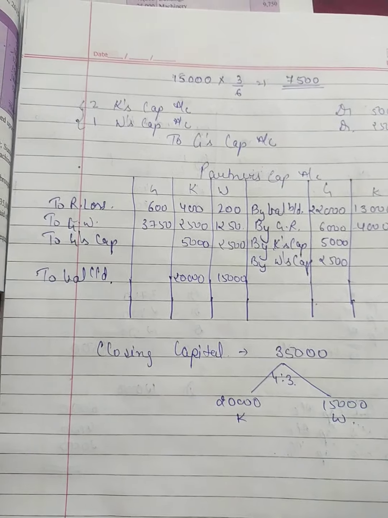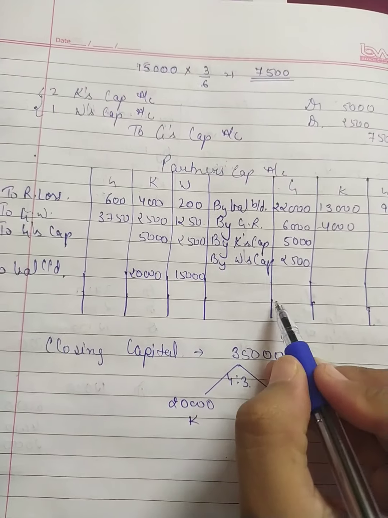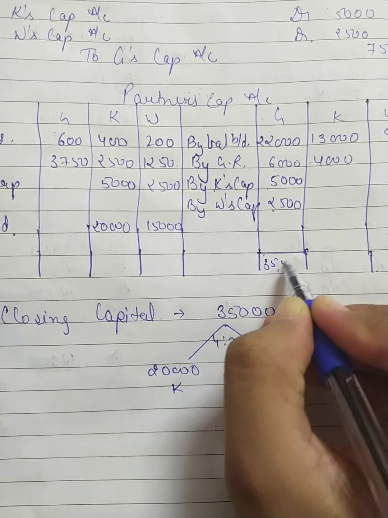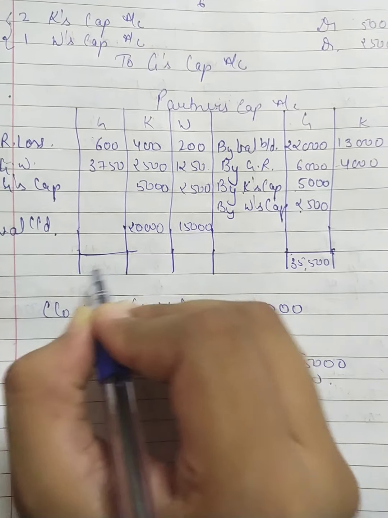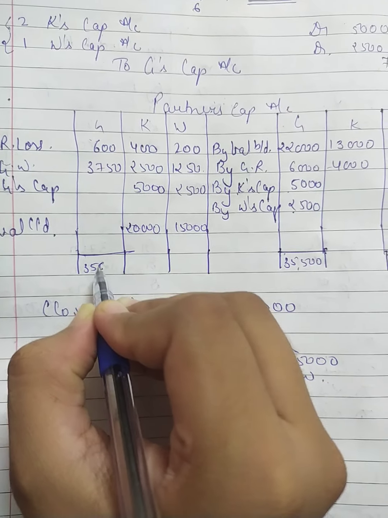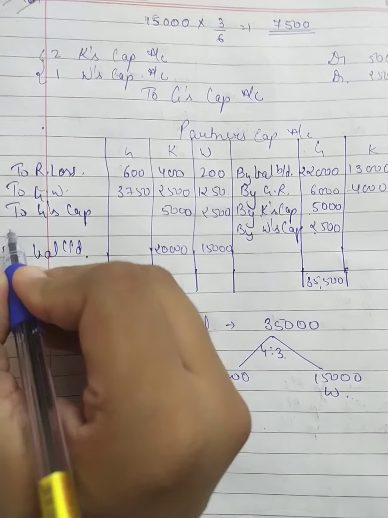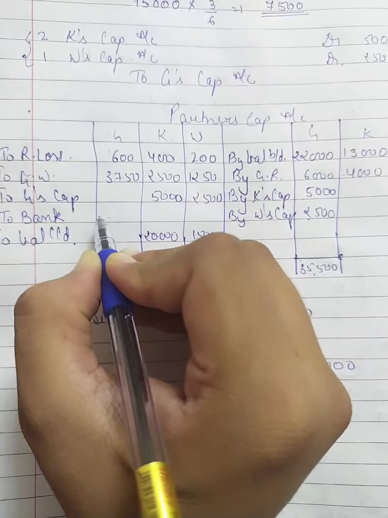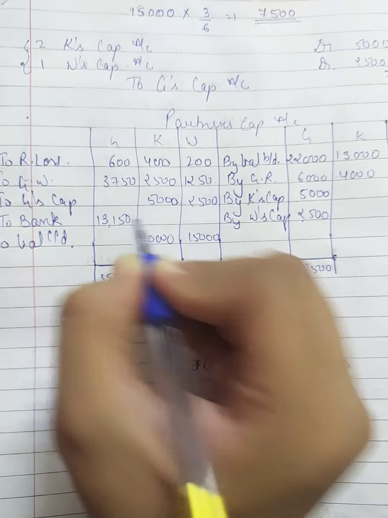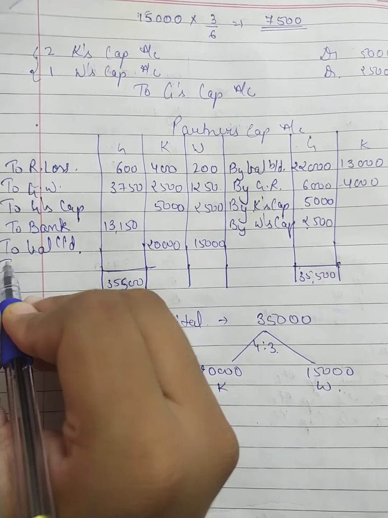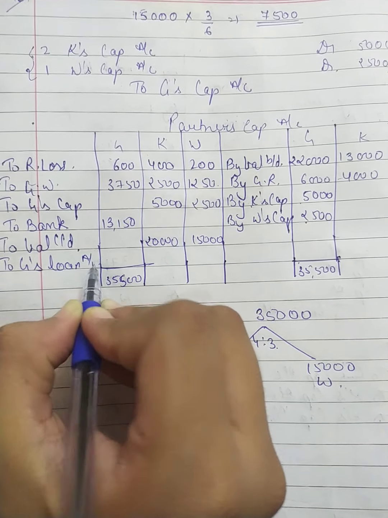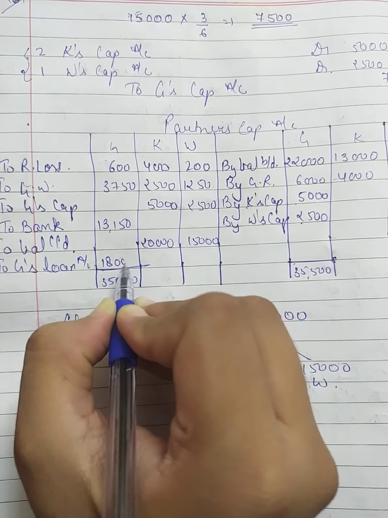Now we will calculate the balances of our partners. So first settle G's account. So here the total is 35,500, and we are going to pay him immediately. So I am writing to bank, that is 13,150, and now the balance has to be transferred to his loan account. So I am writing to G's loan account, that is 18,000.